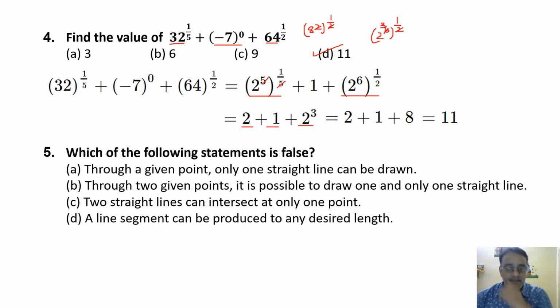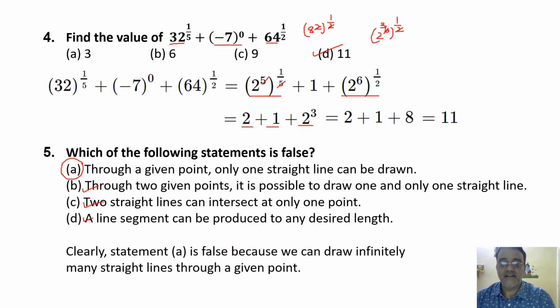Which of the following statements is false? Through a given point, only one straight line can be drawn. Through given points, it is possible to draw one and only one straight line. This is true. ये वाला true है. Two straight lines can intersect at only one point. This is also true. A line segment can be produced to any desired length. This is also true. So the only false statement is this one. Option A. Option A. This is the correct answer, which is false.